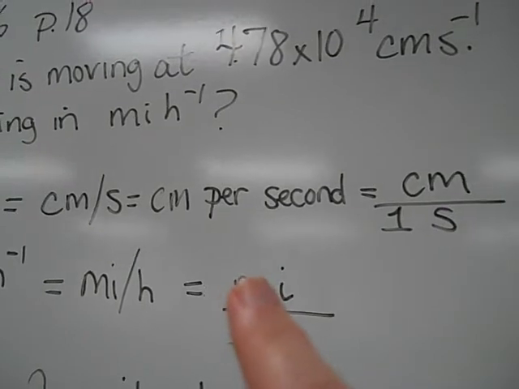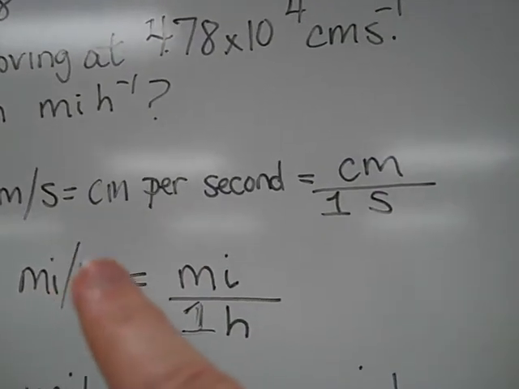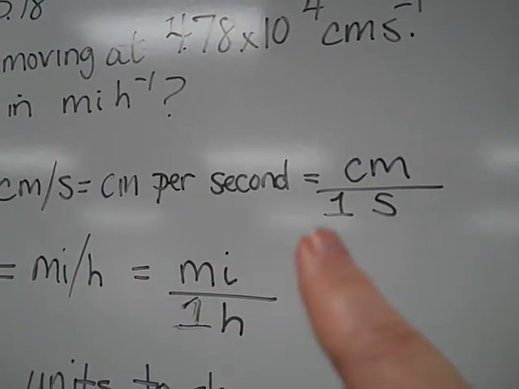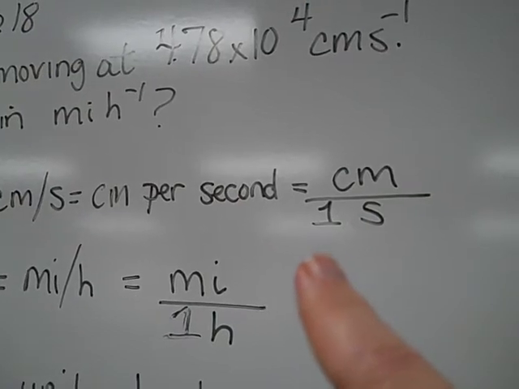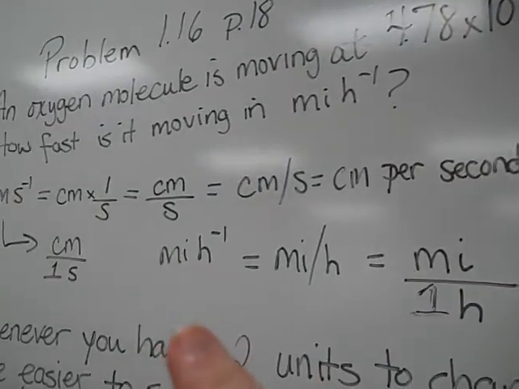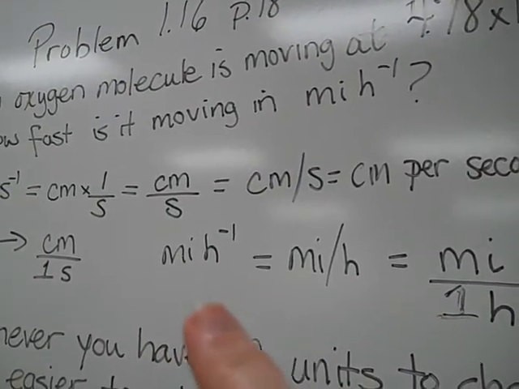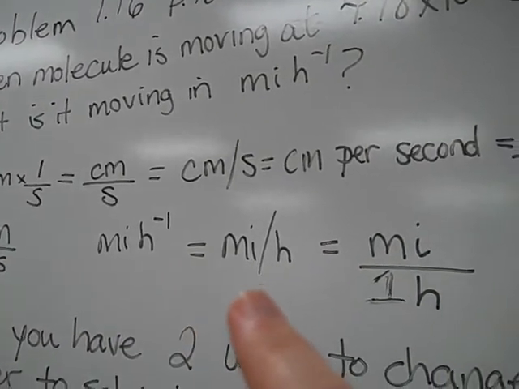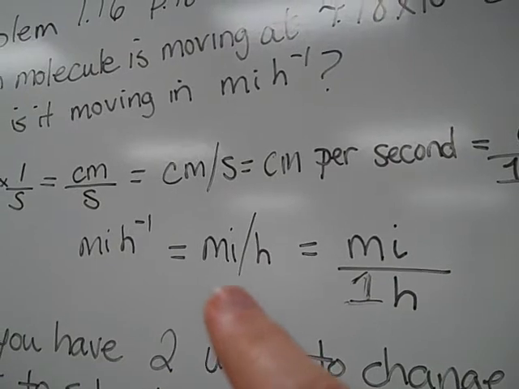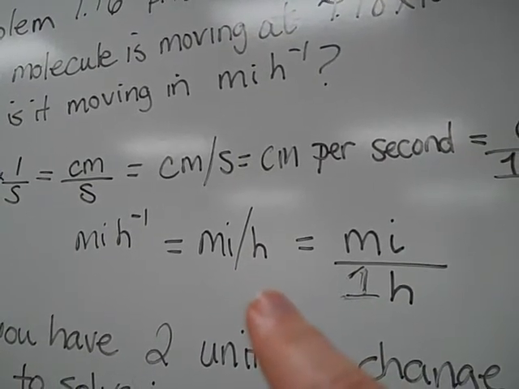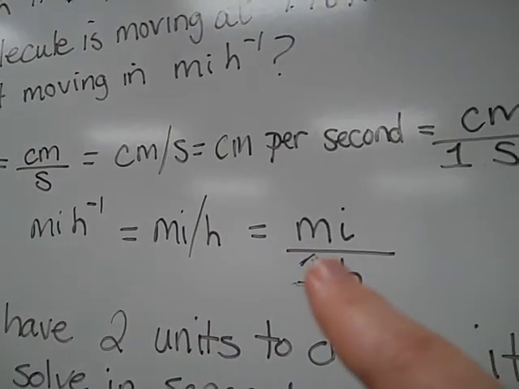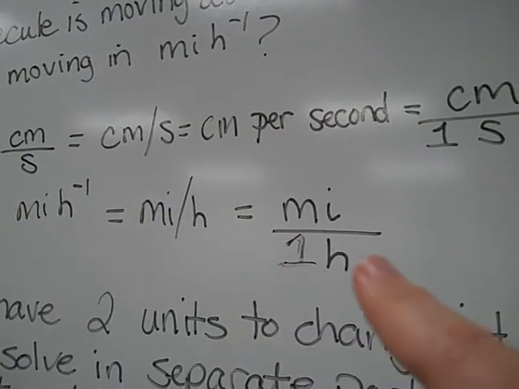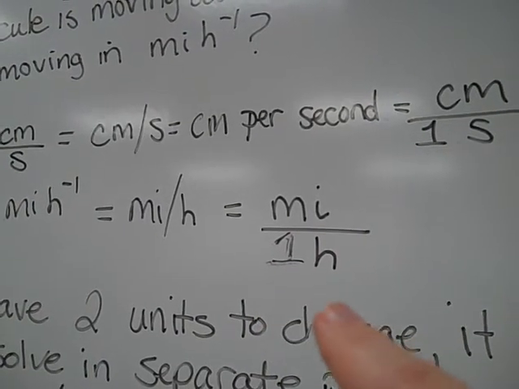And we understand that the unit that's on the bottom, the second, has an invisible 1 with it. Same with miles, hours to the minus 1. It's the same as saying miles times 1 over hours. Miles per hour, which can be written as miles over 1 hour.